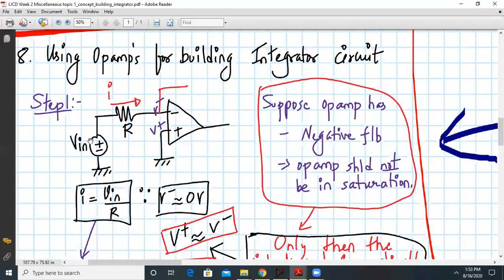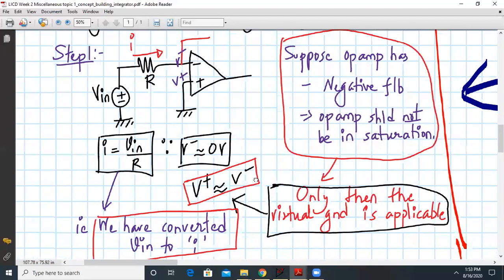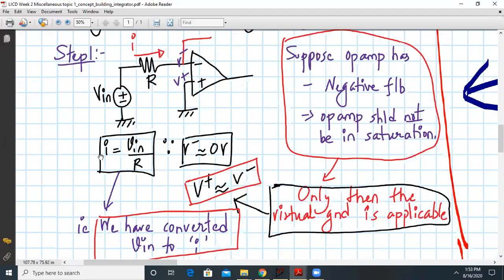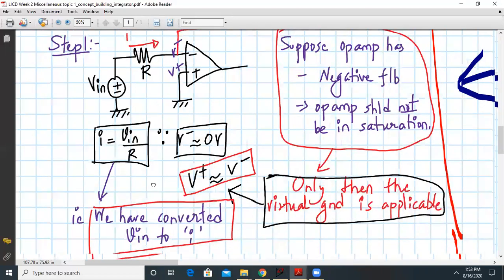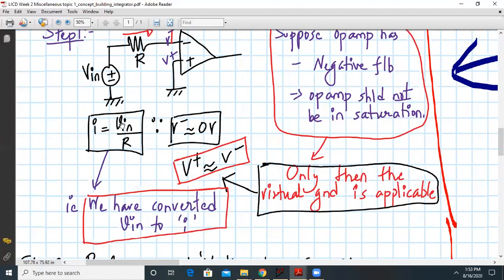So let us concentrate. We have applied V in here. We have connected resistor R and we are forcing the current through R. So the current will be equal to V in upon R. Now V plus is at physical ground. V minus will be at virtual ground because of the virtual ground concept. If this is true, then the entire voltage V in will be dropped across the resistor. So we can write confidently that I is equal to V in upon R, and hence we have successfully converted V in into a current I.